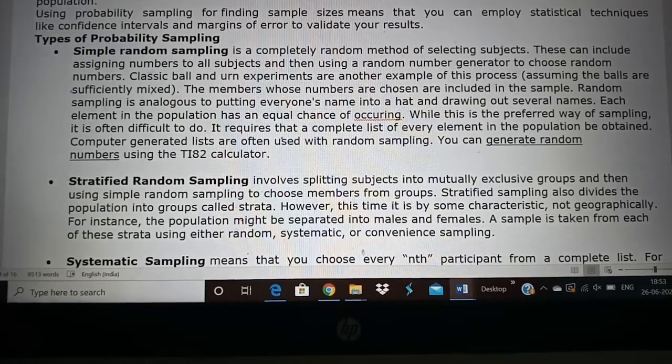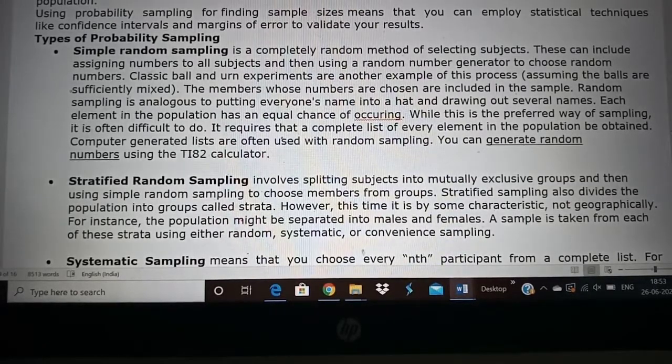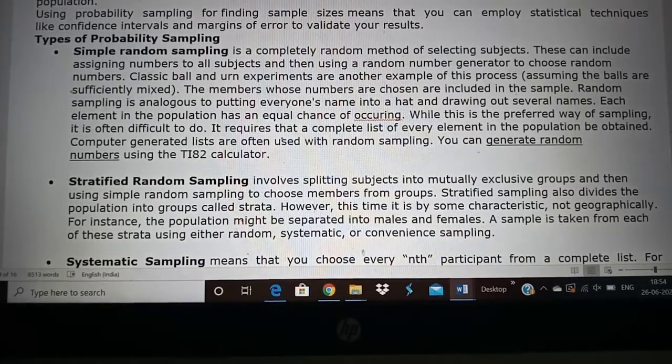Then stratified random sampling. Stratified means there are different groups or subgroups. For example, we take 100 people for a study on coronavirus. Coronavirus can affect anybody. It can be a male, it can be a female, it can be a child, it can be an adult, it can be an old person. So we stratify so that every group is represented. We group the study population into males, females, males less than 5 years, males between 5 and 50 years, males over 50 years, females less than 5 years, females between 5 to 50 years, females over 50 years.